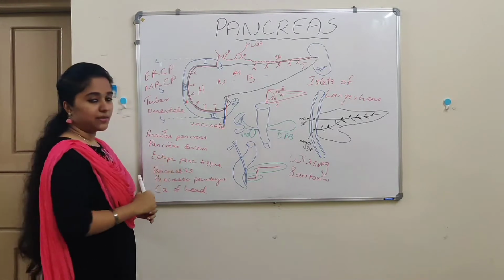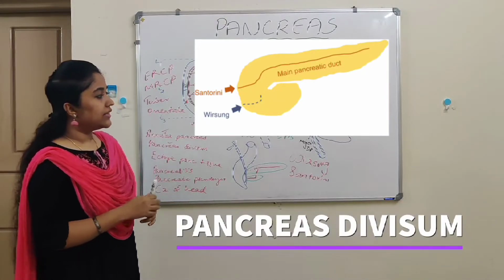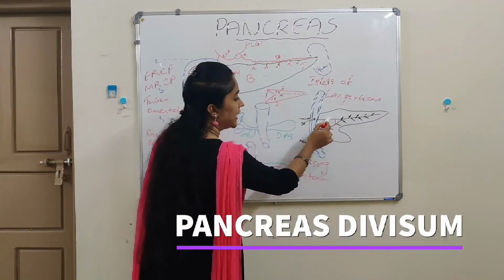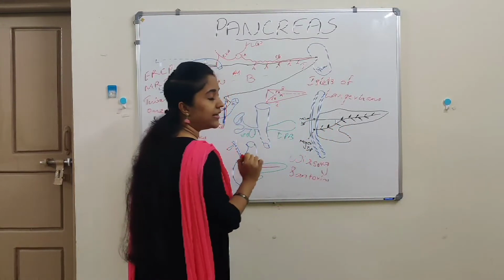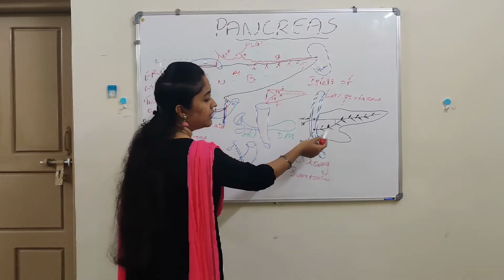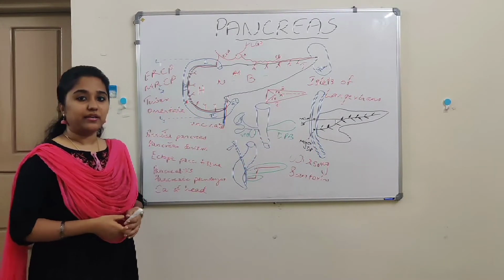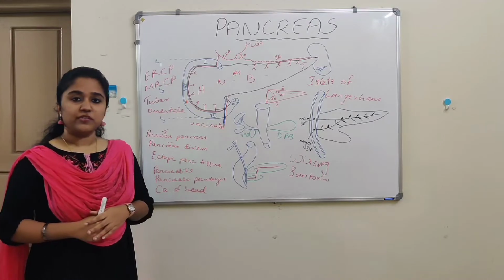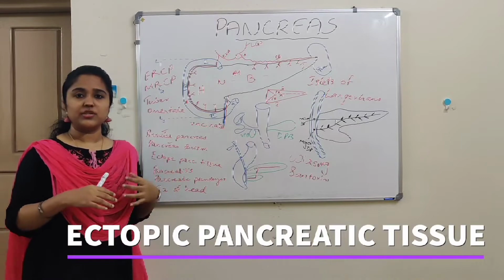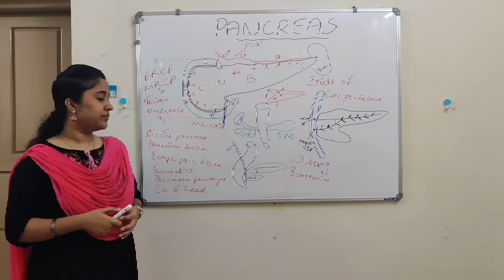Next is pancreas divisum. The pancreas divisum is a condition in which the ducts fail to fuse. So in that condition, the body and tail drain into the minor duodenal papilla via the duct of the dorsal pancreatic bud, whereas the head drains into the major duodenal papilla via the duct of the ventral pancreatic bud. That is the failure of fusion of the two ducts of the pancreas. Next is ectopic pancreatic tissue. This tissue can migrate into some regions like greater omentum and Meckel's diverticulum.